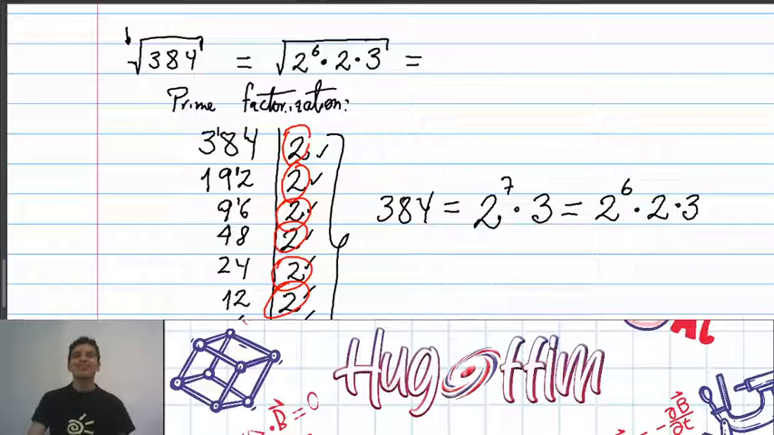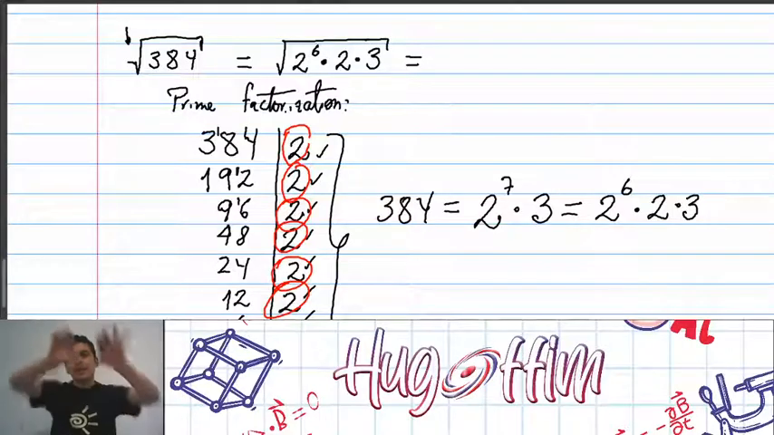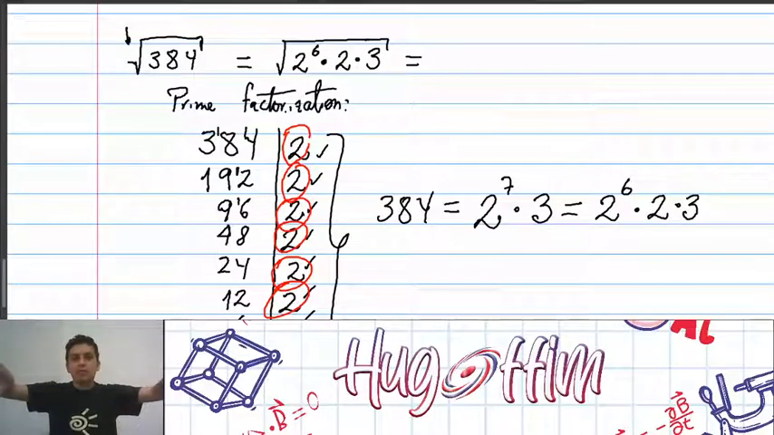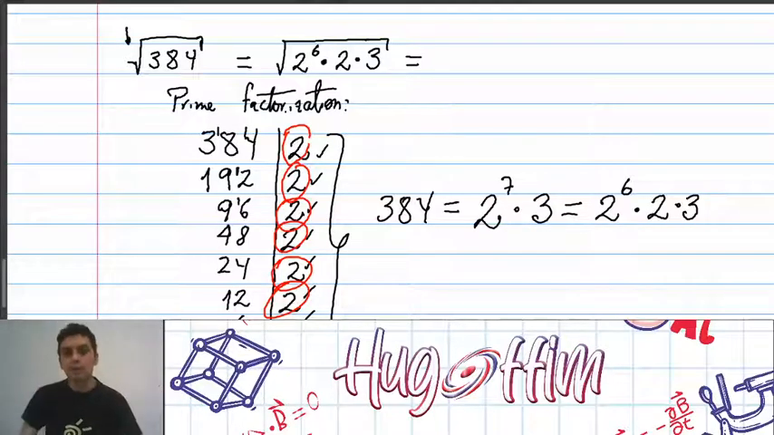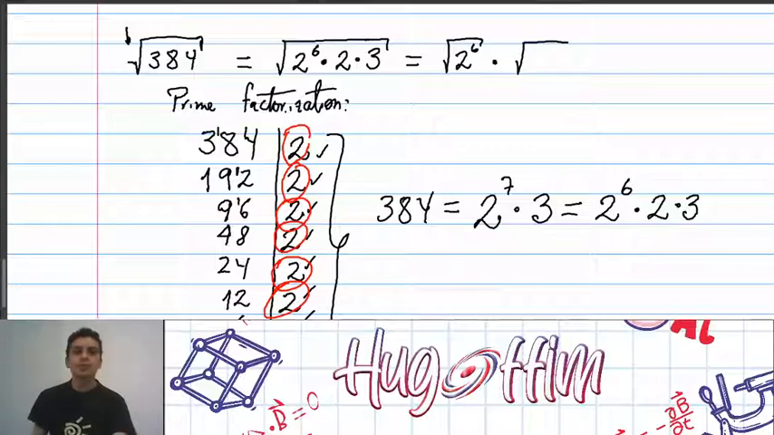And this is going to be awesome because you can split your root now. Split your root to have the root of 2 to the 6th power times the root of these two numbers. 3 times 2 is 6. It's an irrational number, so I'm not going to simplify it. I'm going to leave it in this way.